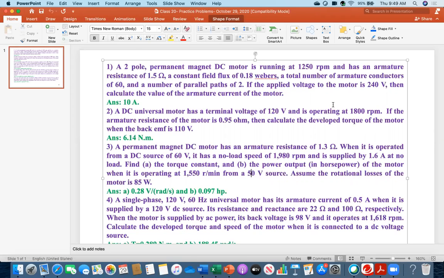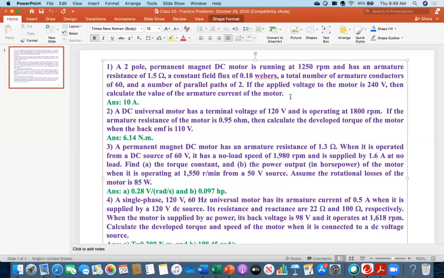As a hint for the first one, because you are asked to calculate the value of the armature current, at first write down the equation for armature current. And then you can see what is given, what is not given. So the first step should be to write down the correct equation for the armature current. What is the armature current equation? And then you see what is given, what is not given, and how you can get that.